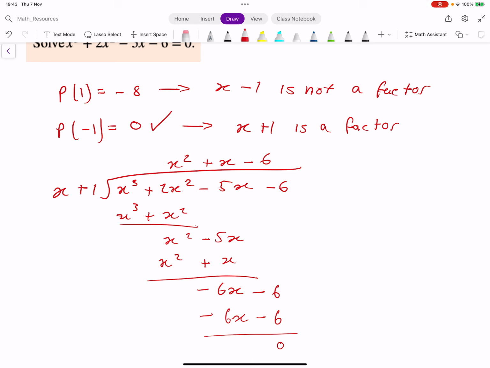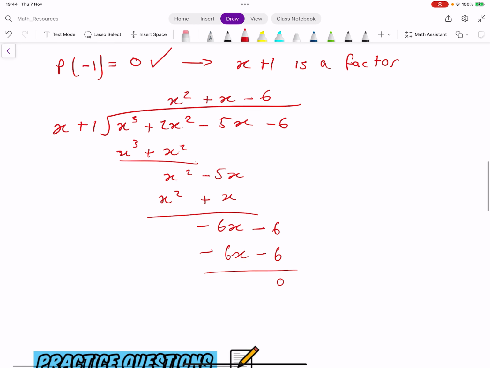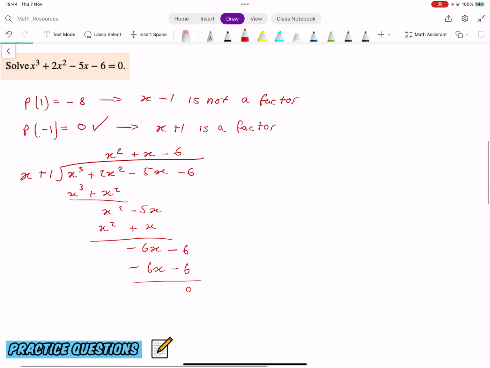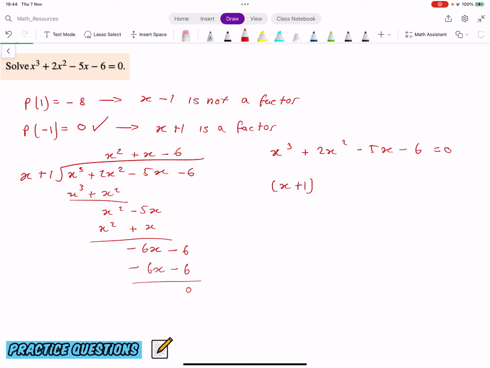In fact, if we didn't get 0, we would have made a mistake because we already know that x plus 1 is a factor. So therefore, this function, x cubed plus 2x squared minus 5x minus 6 equals 0, is the same as x plus 1 outside of x squared plus x minus 6. Now that's useful because we can factorise that second term. That's x plus 6. No, it's not. x plus 3, x minus 2 equals 0.